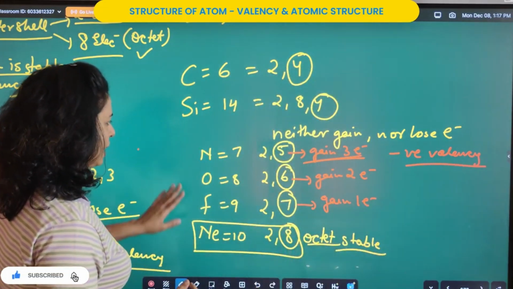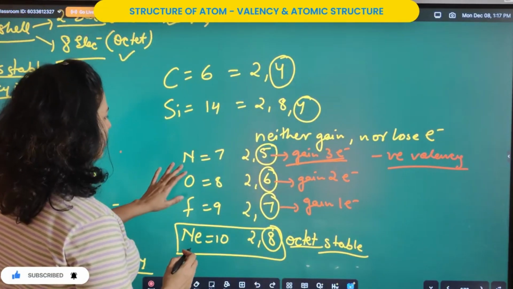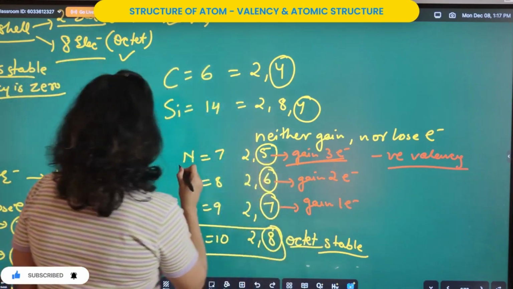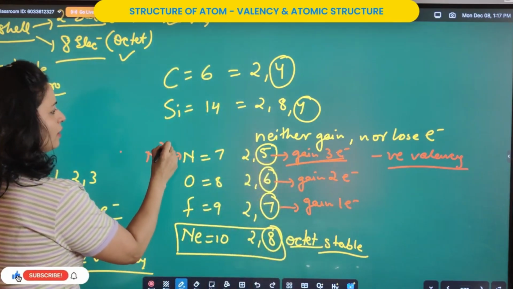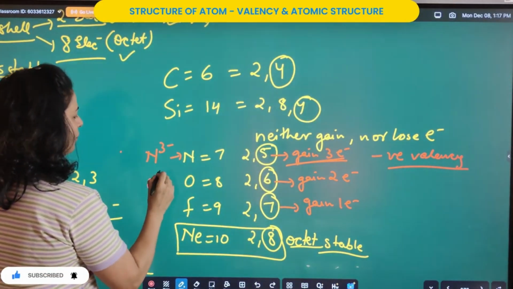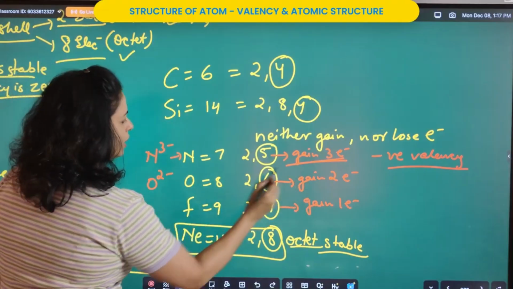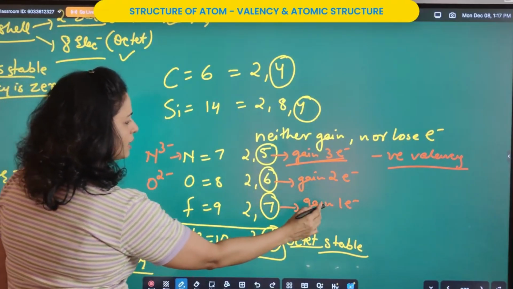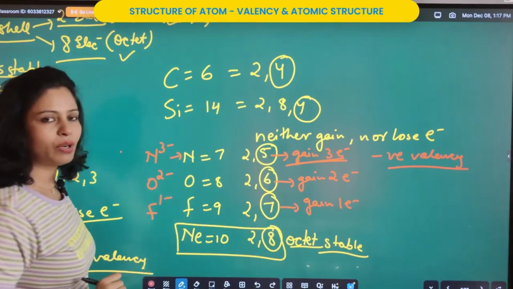Okay, so when I say nitrogen, the nitrogen valency will be N3 minus because it gained 3 electrons. Oxygen valency will be 2 minus, it gained 2 electrons. Now fluorine valency, it has gained 1 electron, so it will have valency 1 minus.